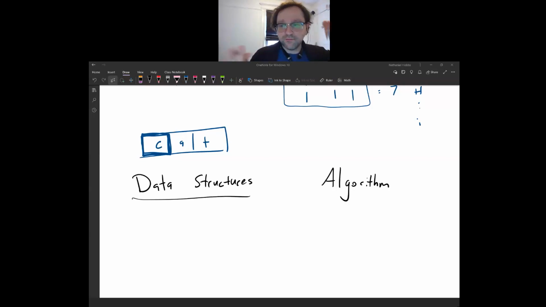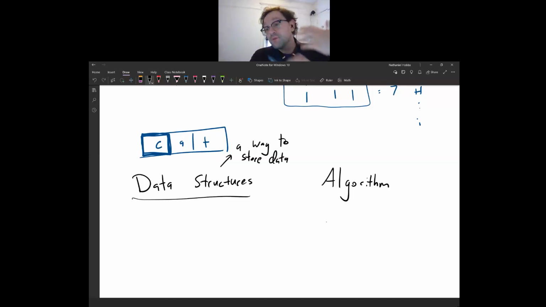Okay, so yeah, let's talk about some data structures and algorithms. Data structures are a way to store data. Okay, there's different ways that data can be stored such that some things are beneficial.